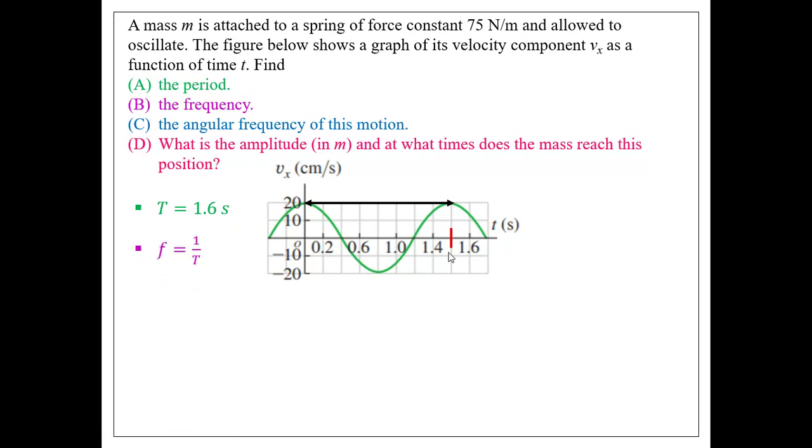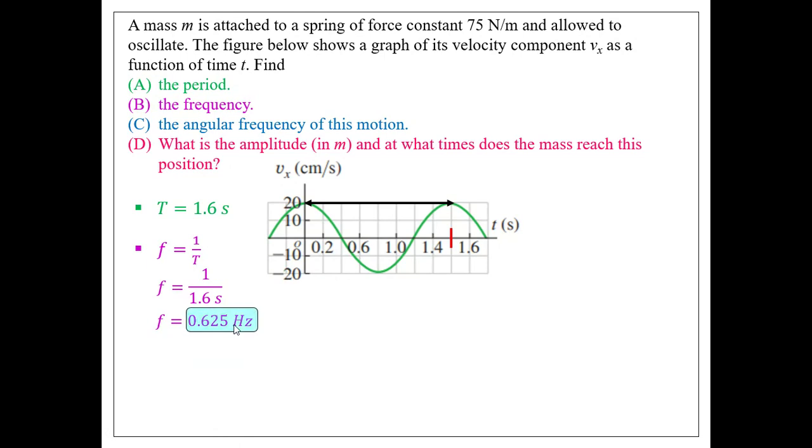Part B asks us to find the frequency. Frequency is simply 1 over the period. I just found the period by looking at the graph, which is 1.6 seconds. So from there, I can do a little plug and chug. It'd be one cycle divided by 1.6 seconds, and that will give you an answer of 0.625 hertz, or s to the -1, depending on how your professor or teacher wants it. But I'm just going to write hertz, since frequency is often measured in hertz.